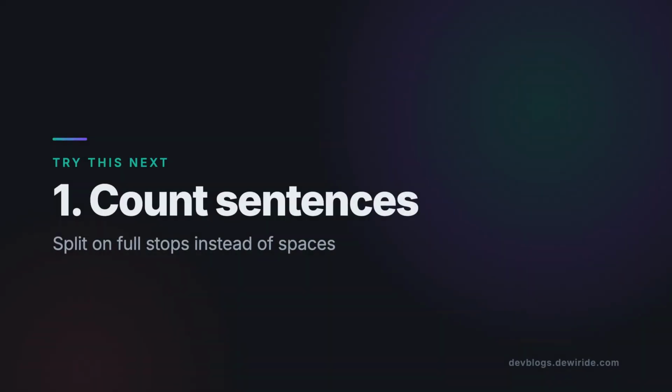So what next? 3 things you can add to this in order of difficulty. First one, count sentences. You already know how to loop through lines and split text. Try splitting on full stops instead of spaces and count what comes out.